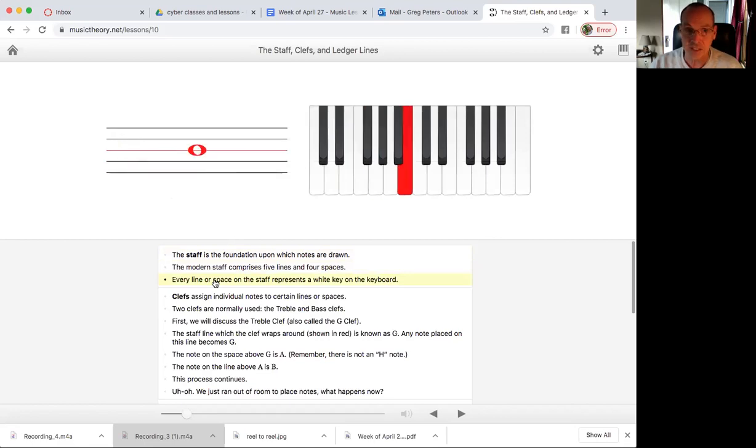Each of these lines corresponds to a specific note on the piano keyboard. And that's why I showed you the keyboard last week. It shows us the layout of the notes. Now, what this is actually showing you here, as the notes are ascending through the staff, is a treble clef in relation to the notes on the keyboard.